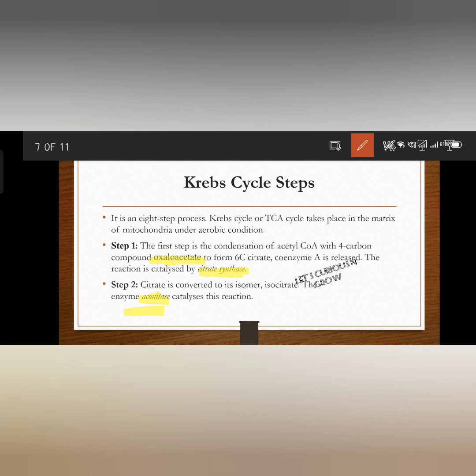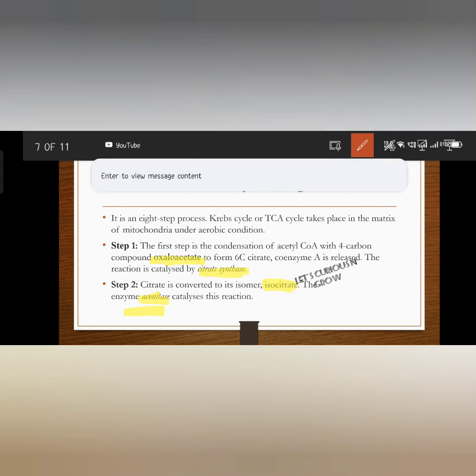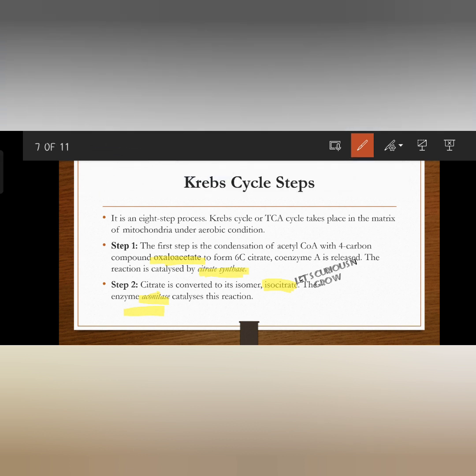If we are talking about the second step, citrate is converted into its isomer. What is the isomer of citrate? That is isocitrate, with the help of the enzyme aconitase.